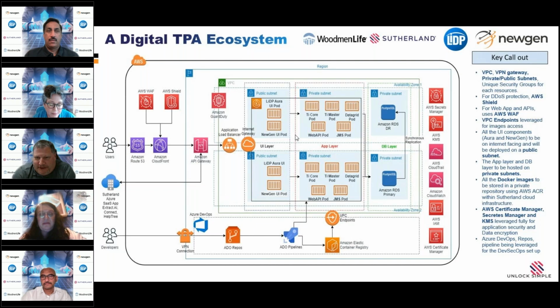So LIDP's Titanium, as the core policy admin system, brings scalability for product processing volumes and configuration. Sutherland brings scalability to the TPA business operations and client support. And Newgen eliminates the need for manual intervention for workflow and documents, which makes process flow and document management scalable with ease.